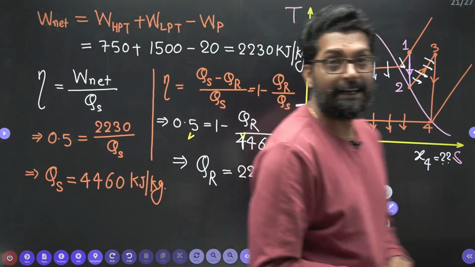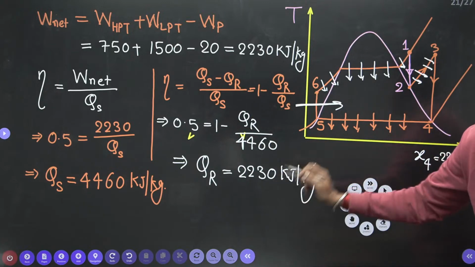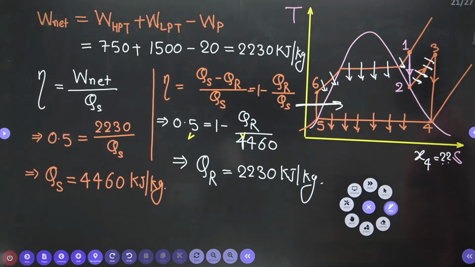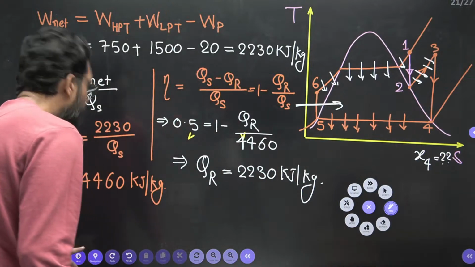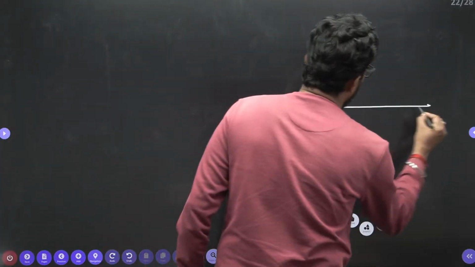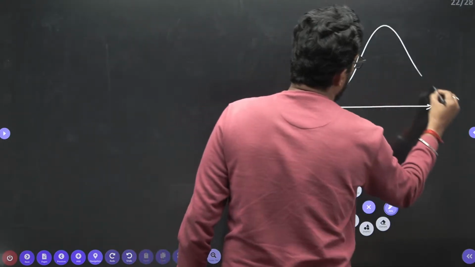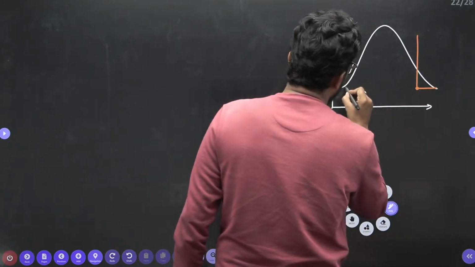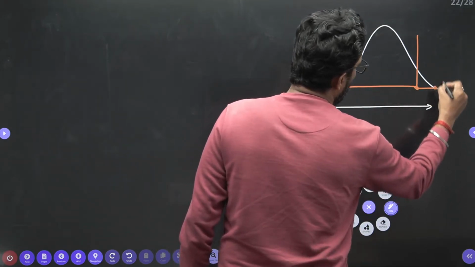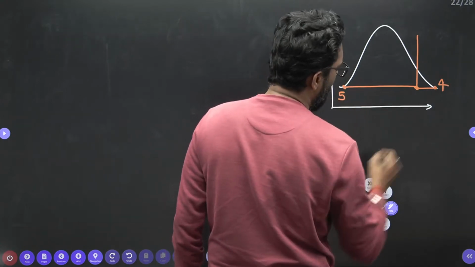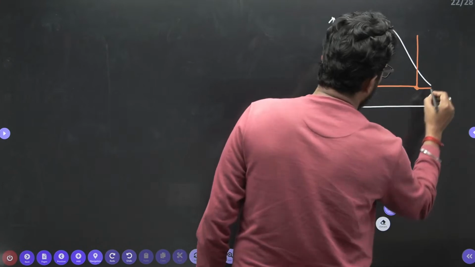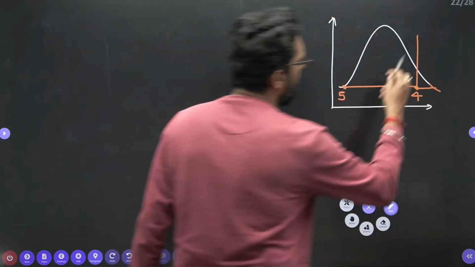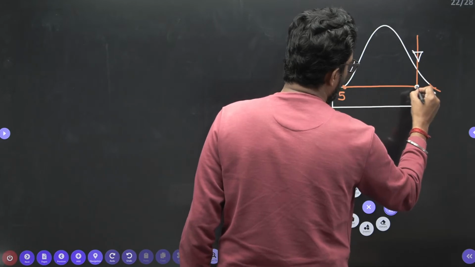Now my dear, that means this much amount of heat will be rejected by the condenser. And what is the heat rejection by the condenser? H4 minus H5. We apply H4 minus H5. So this is your TS diagram. This is your expansion. So this is your 4 and this is your 5, and steam is there. Steam will enter at point 4 into the condenser and exit at point 5.